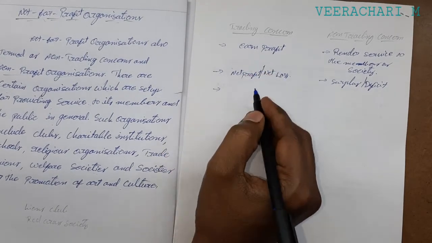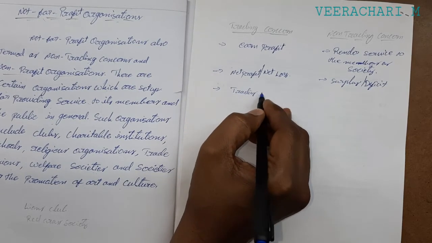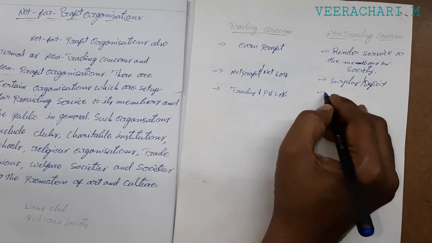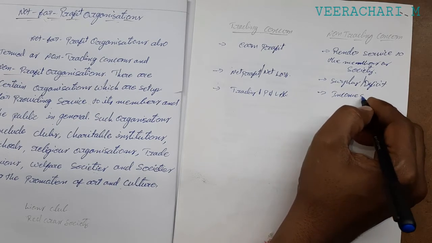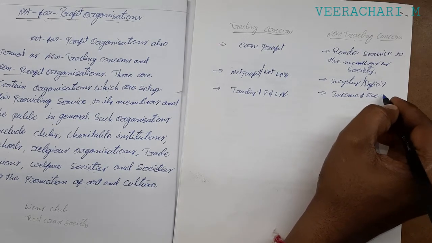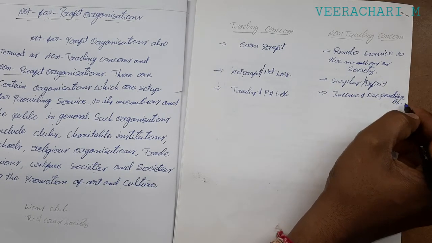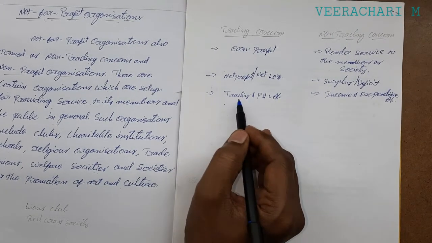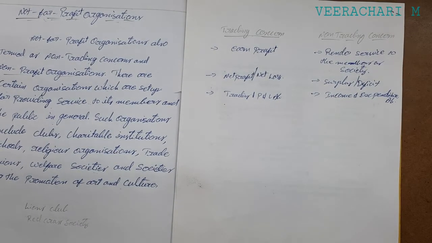In a trading concern, we prepare trading and profit and loss account. But in a non-trading concern business, we prepare income and expenditure account. Both should follow the nominal account rule only.